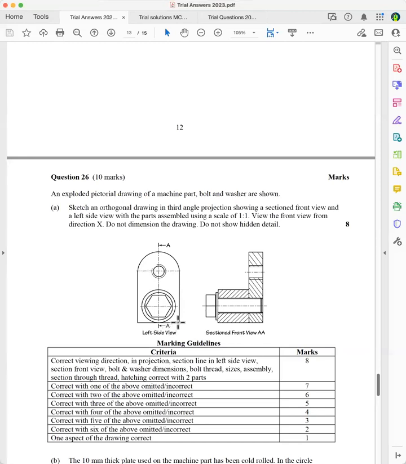Now, make sure that all views are projected in line. Don't put this view up here because it's got to be projected from this view. And you'll lose a lot of marks for that. When you show a section, make sure the end of the arrow is thick and dark there.